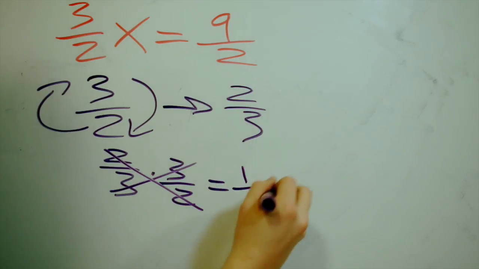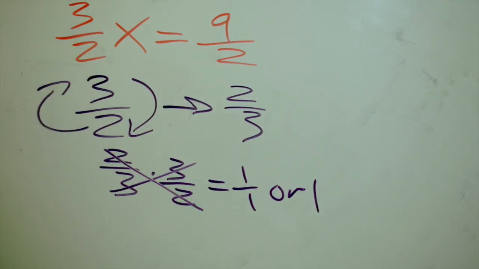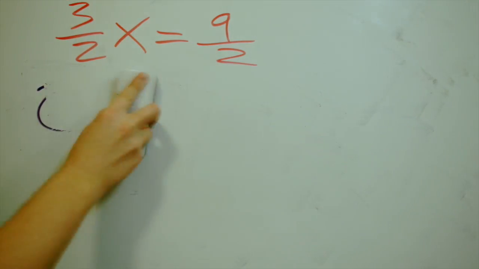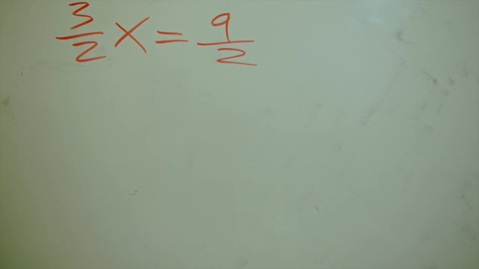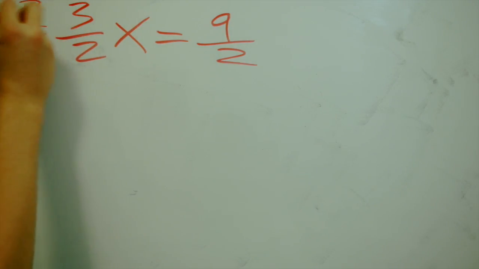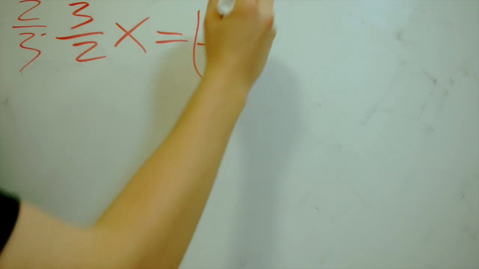I'll cross everything out and give us 1. A 1 over 1, or a 1. That's a lot of 1s. But anyways, now that we know how to do it, we can take that 3 over 2 and multiply it by its reciprocal, which is 2 over 3.